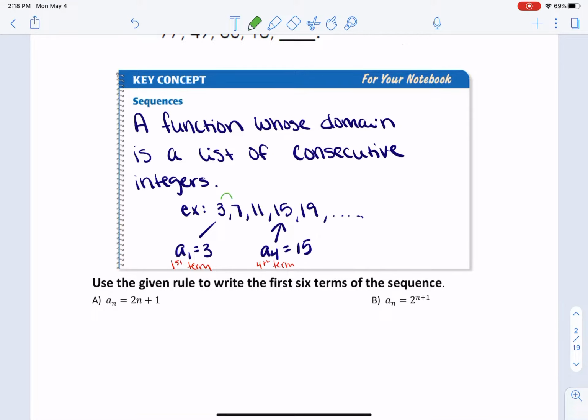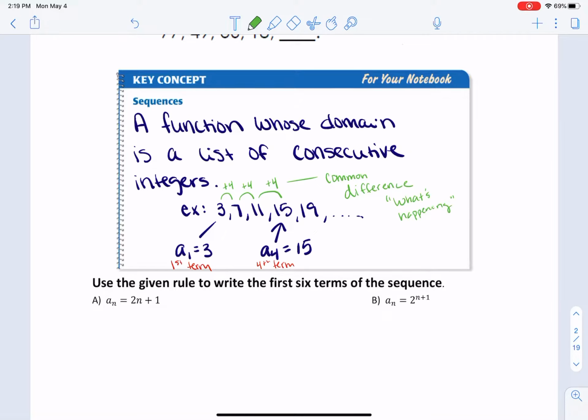So let's look at what's happening between our numbers each time. How are we getting from 3 to 7? How are we getting from 7 to 11? Well, what's happening is we're adding 4 each time. So that's called our common difference, and we'll talk about that more on the next page. But that's just what's happening each time.